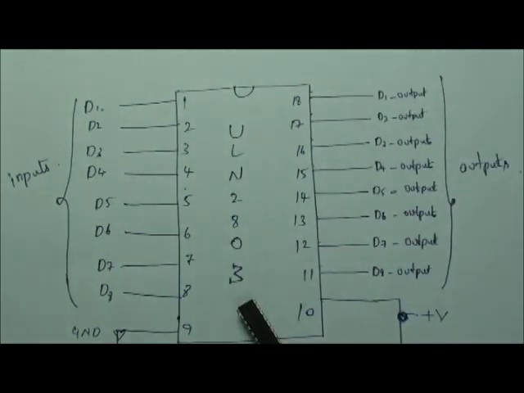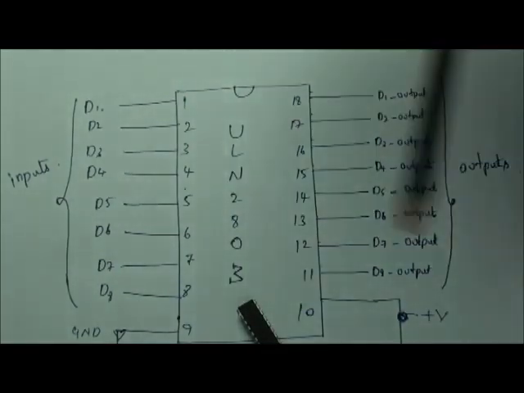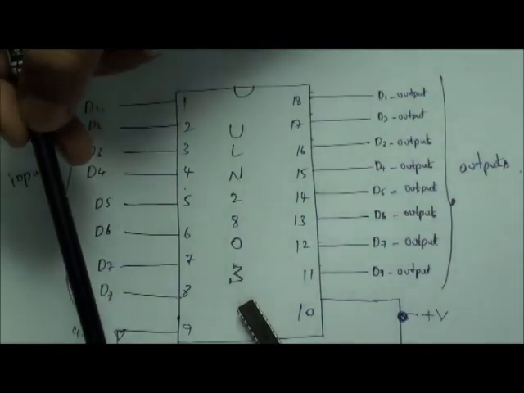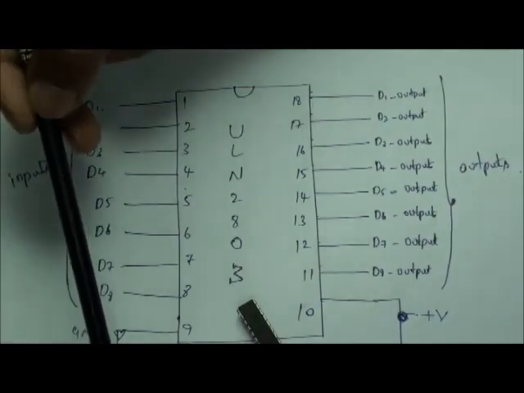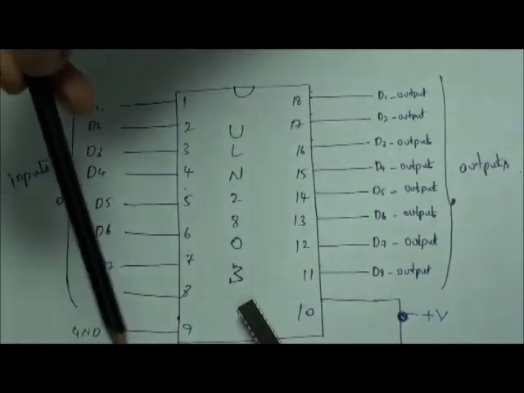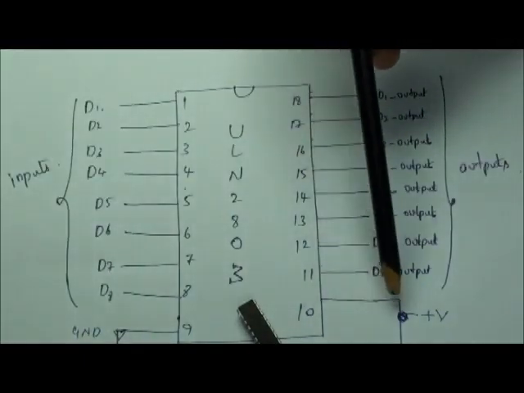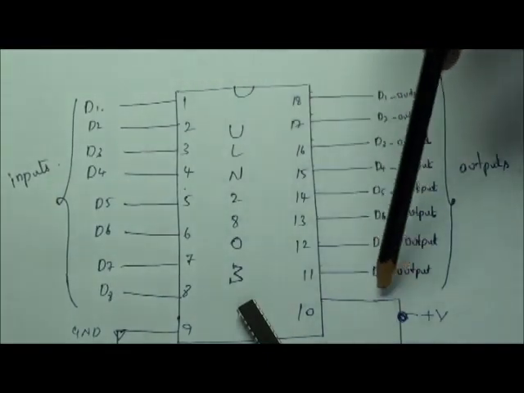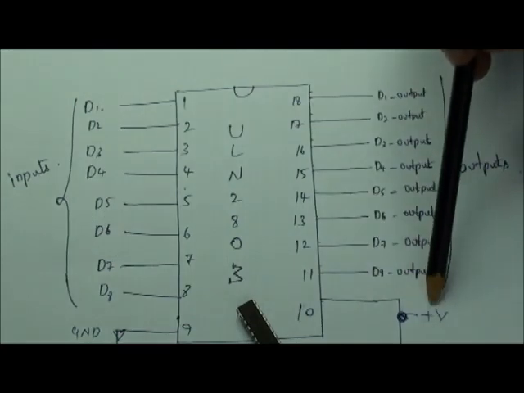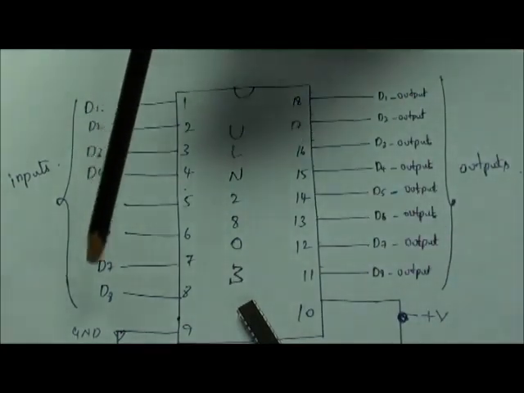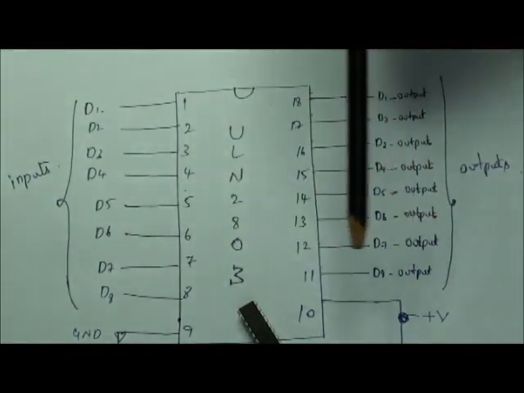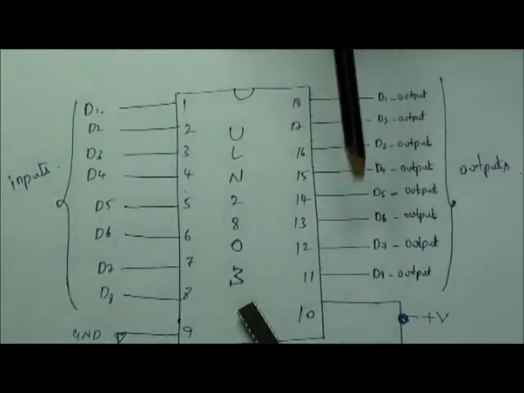Coming to the pin connections, pin 9, the ground pin, needs to be connected to the same ground reference that the TTL input is using, and the 10th pin is the common bus for the flyback protection diodes. This connects to the plus V supply of the output, and pins 1 to 8 are the data input pins, and coming to the output, pins 11 to 18 are the output pins.